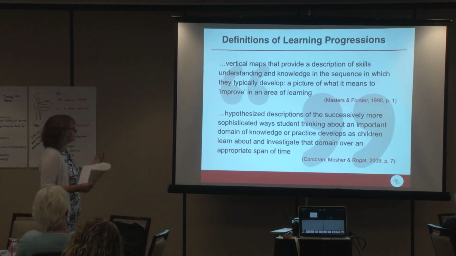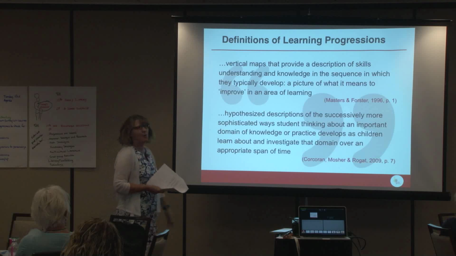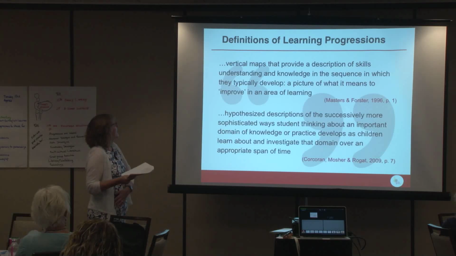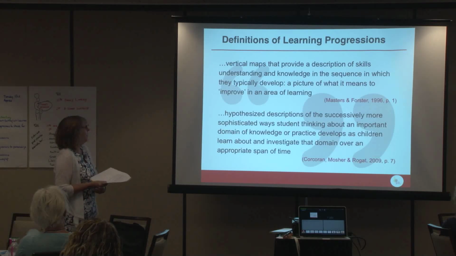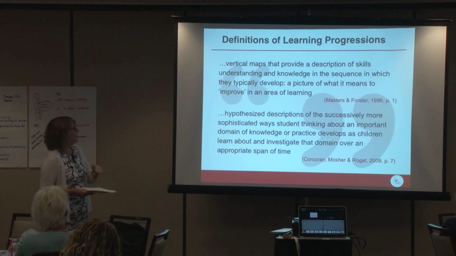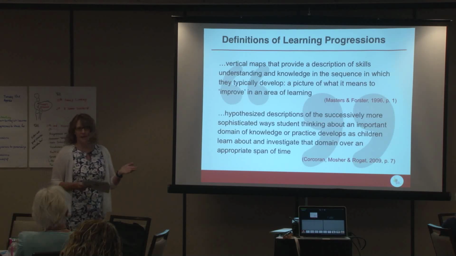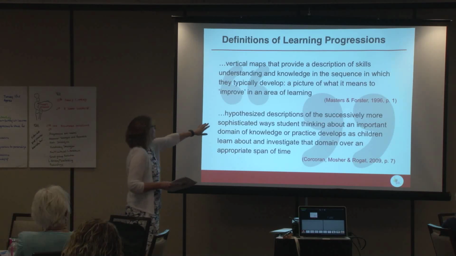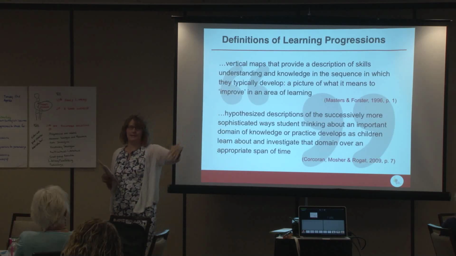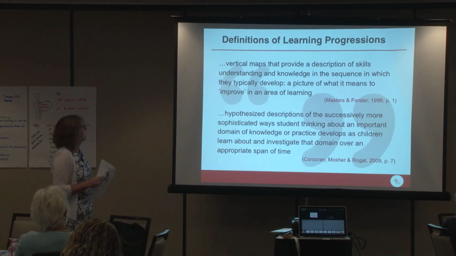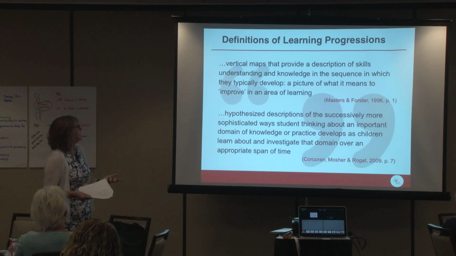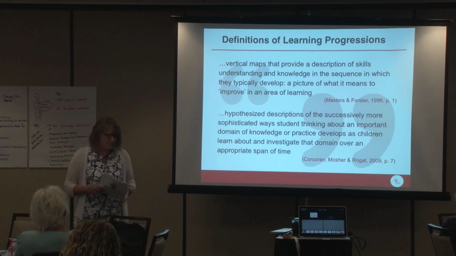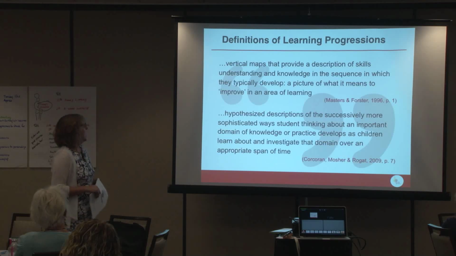And so Masters and Forster, working 21 years ago now, came up with this definition of learning progression. They talk about them as vertical maps that provide a description of skills, understanding, and knowledge in the sequence in which they typically develop. And that's important because not every child necessarily goes through every stage of a progression. And they give a picture to teachers of what it means to improve in an area of learning. So that was a very early definition of what we mean by learning progressions.